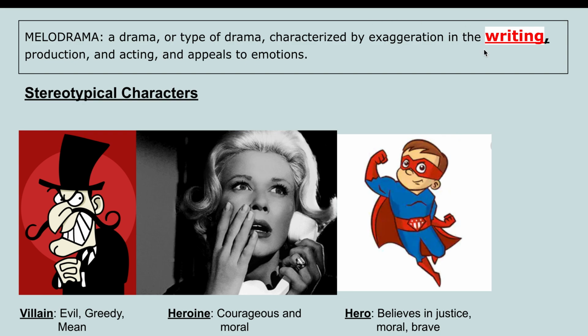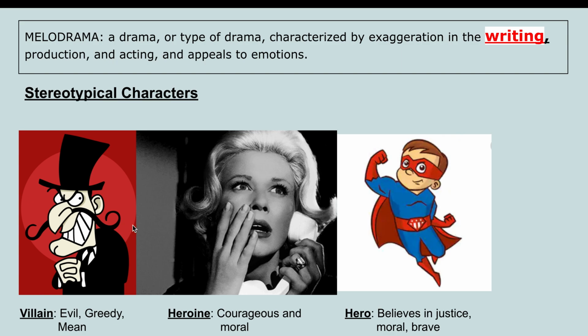So in this slide, we're talking about the writing in a melodrama. So there's always pretty stereotypical characters. There's always a villain who is evil and greedy and mean. And then there's always a heroine, and she is always courageous and she has good morals. She has good ideas about what is good in the world and what is evil.